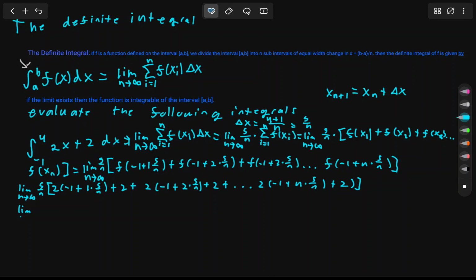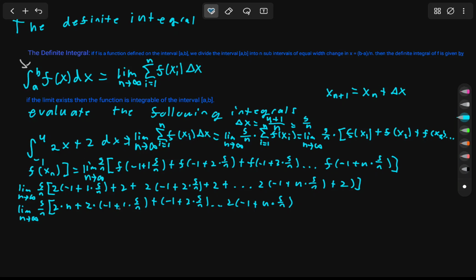So this becomes the limit as n approaches infinity of 5 over n times 2 times n plus 2 times -1 plus 1 times 5 over n. And we just factored out this 2 plus 2 times n, plus -1 plus 2 times 5 over n, and so on until we reach 2 times -1 plus n times 5 over n.